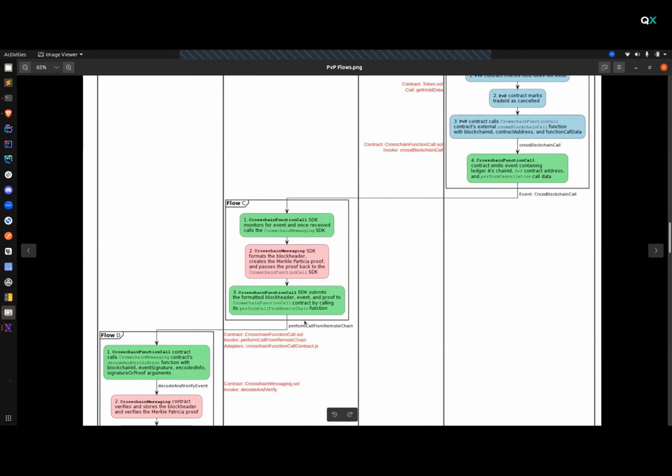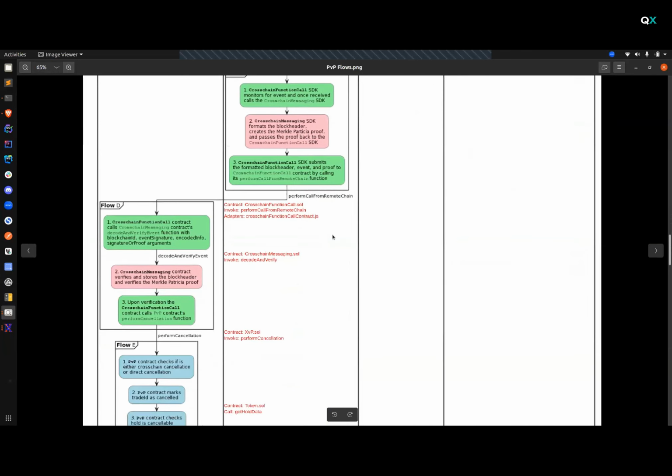So the event is emitted, we wrap it up in a proof, we present it to the other ledger, which will then verify that the proof is valid and execute perform cancellation as was wrapped up in the event.